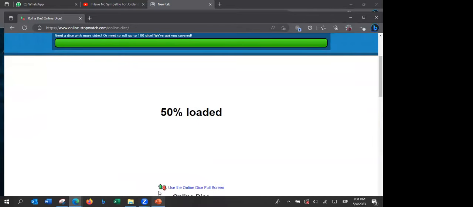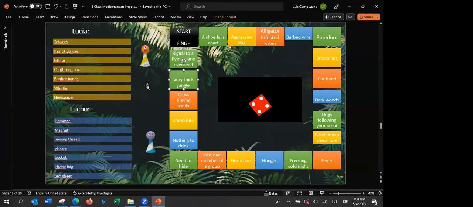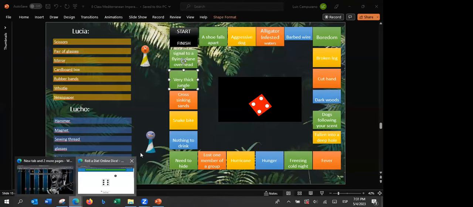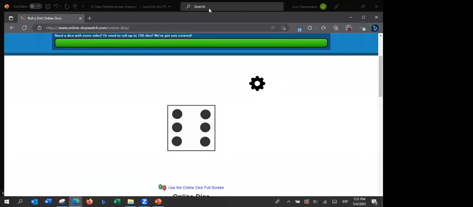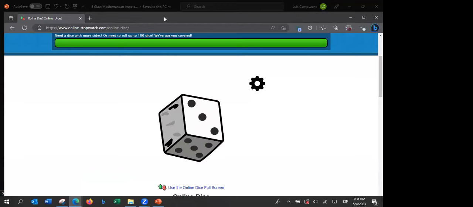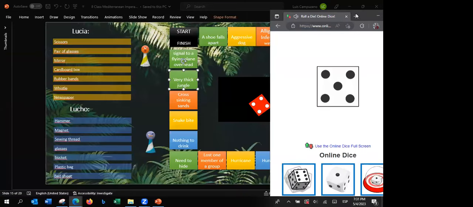Let's see how we take care of these obstacles that we have. You're going to go first, Lucy. If you want, you can roll the dice. Let me make the dice here a little smaller so it can be easier to use.